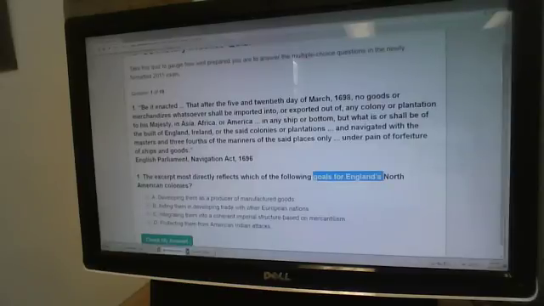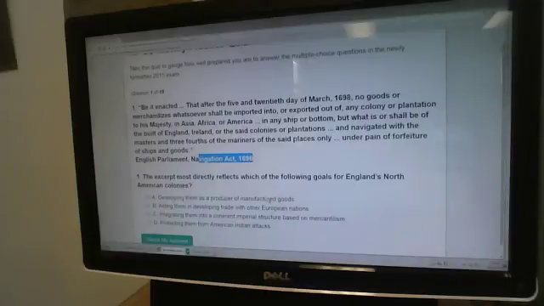Let's see, be it enacted that after the 25th day of March 1698 no goods or merchandises whatsoever shall be imported into or exported out of any colony or plantation to His Majesty in Asia, Africa, or America, in any ship or bottom, but what is or shall be built of England, Ireland, or the said colonies or plantations, navigated with the masters and three-fourths of the mariners of the said places only, under pain of forfeiture of ships and goods. Navigation Act, 1696. All right.